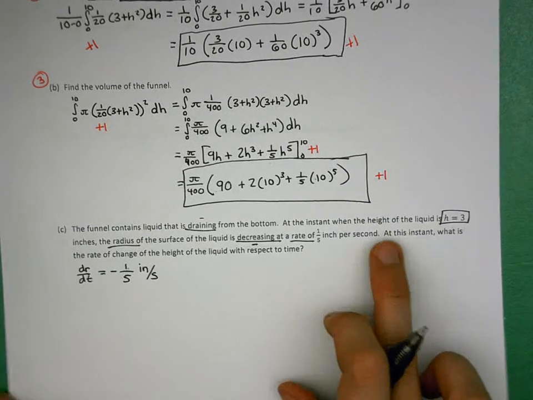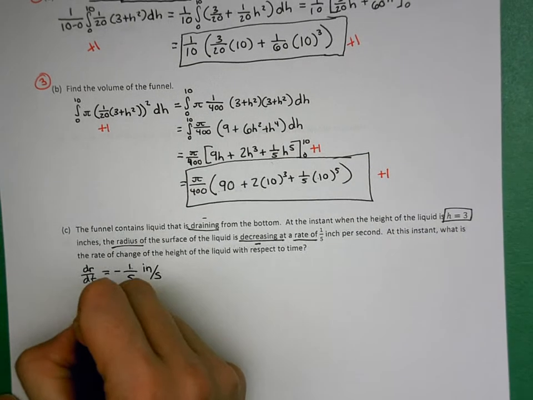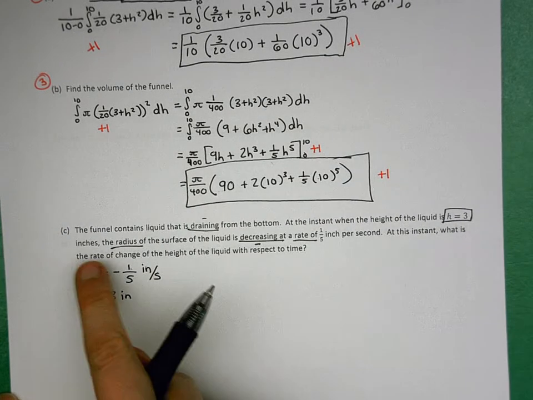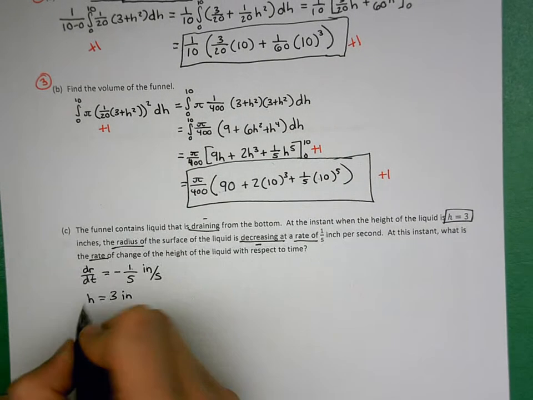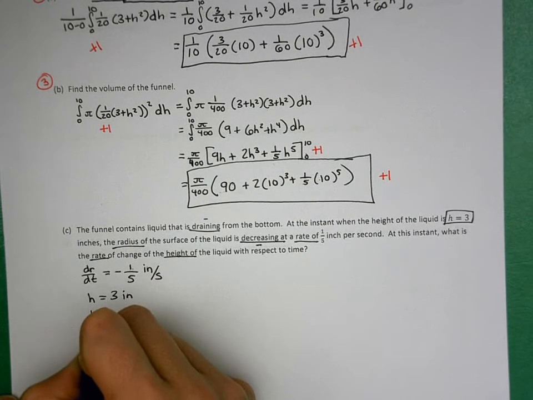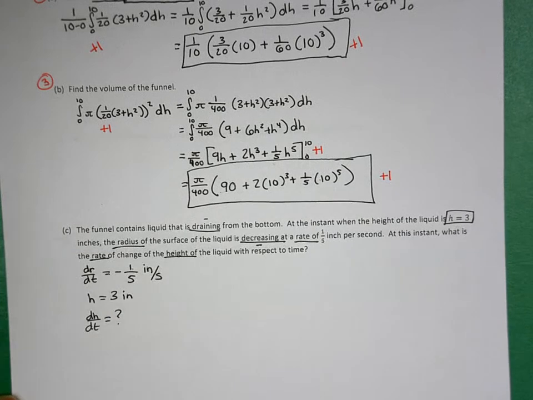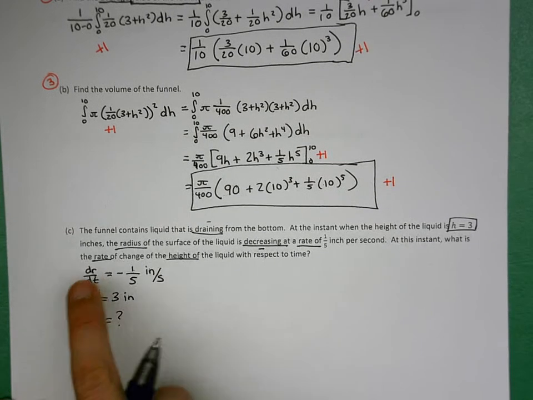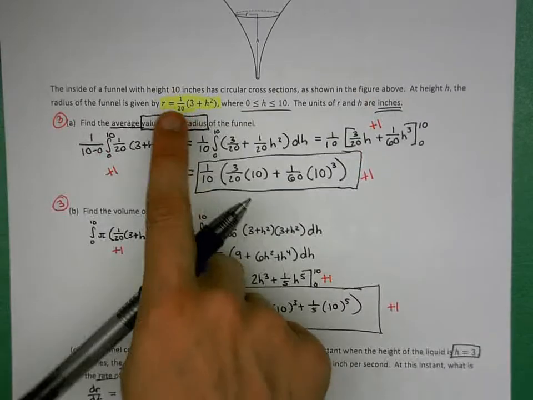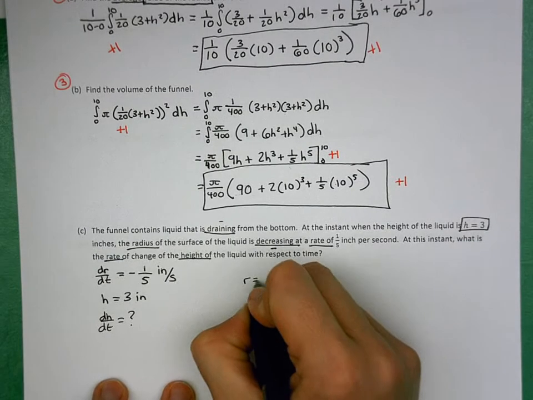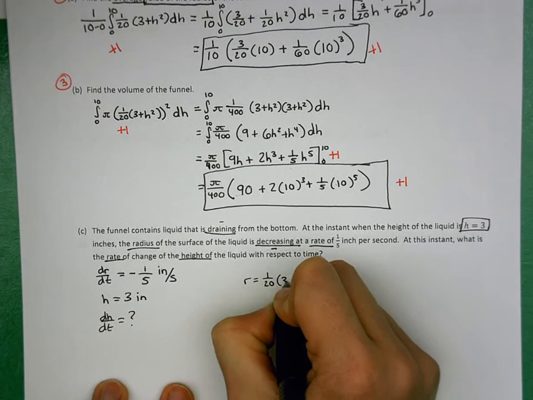At this instant, when, again, h equals 3, let me go ahead and write that down as well, 3 inches. This instant, what is the rate of change of the height? So what is dh dt of the liquid with respect to time? Okay, so we're looking for dh dt. We have dr dt and h. We also have our equation up here. R is 1/20th times 3 plus h squared.